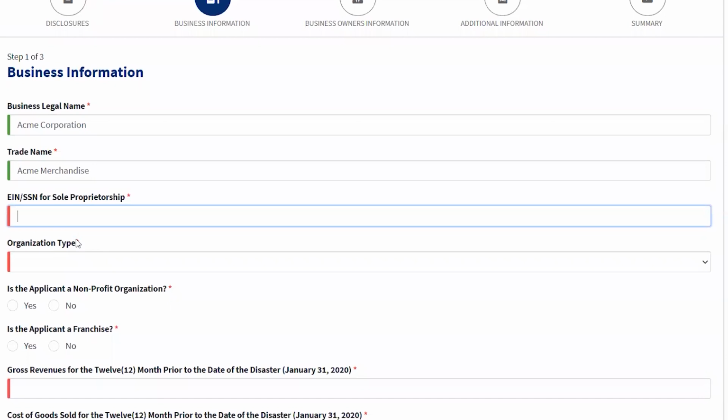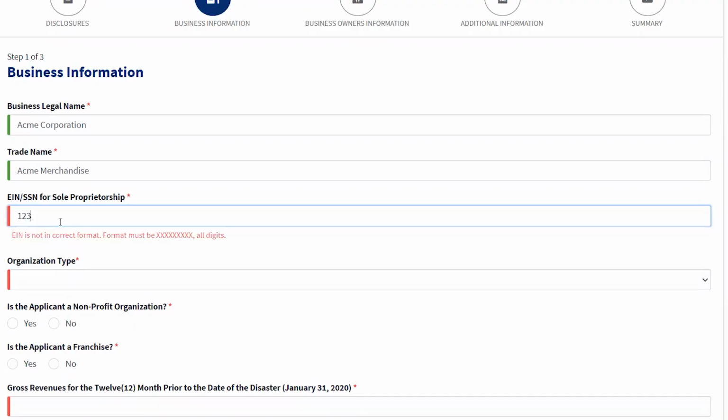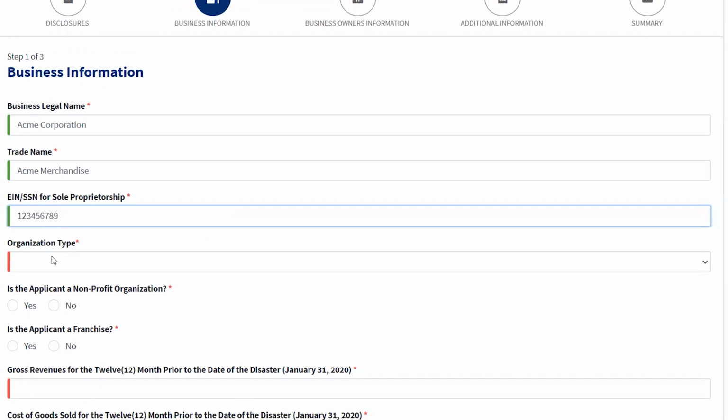Now, next, you're gonna go and put in your EIN as well as your social security number. Now, of course, if you're a corporation or a partnership, an LLC, you're gonna go and put in your EIN. If you're a sole proprietor, if you don't have an LLC or a corporation, you're gonna go and put in your social security number. So I'm gonna go and put in whatever the number they're asking.